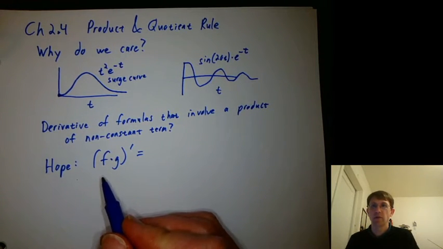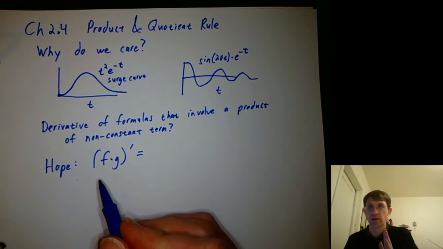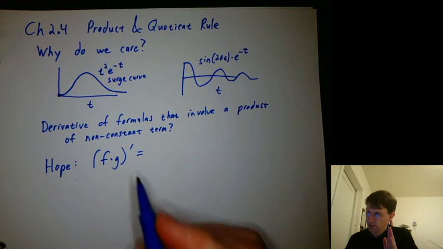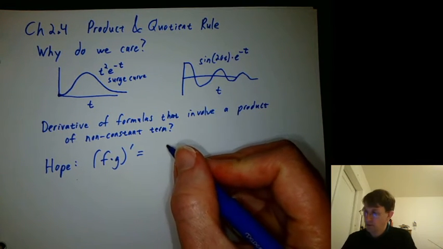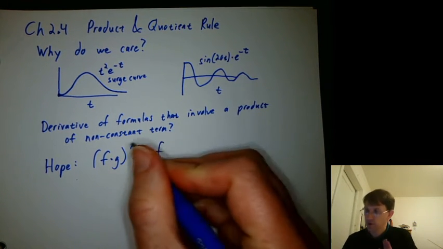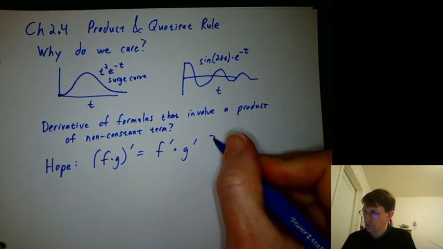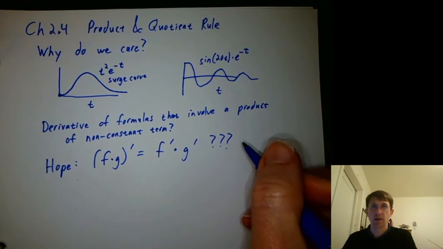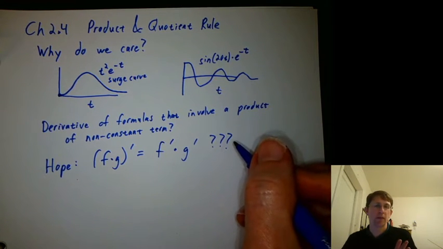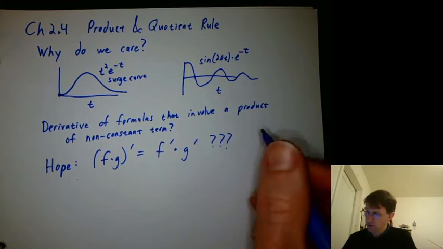Let's ask, what would we hope? What would be the simplest way of taking the derivative of a product? Take a sec to think about that. You're probably hoping, like I am, that it would just be like distribute the prime. You get f prime times g prime. It's always a good idea in math to say, what's the simplest this could be, but then go check it.